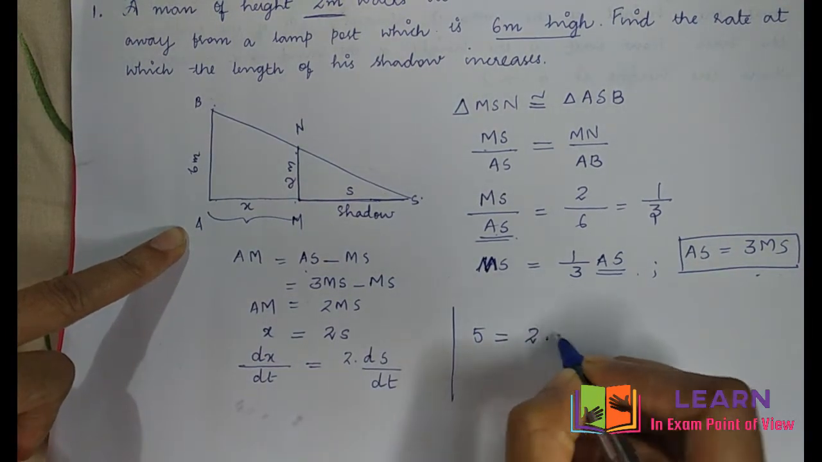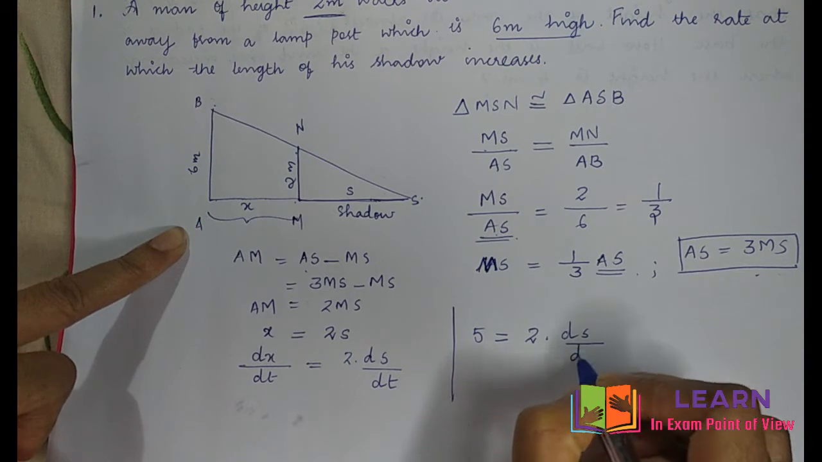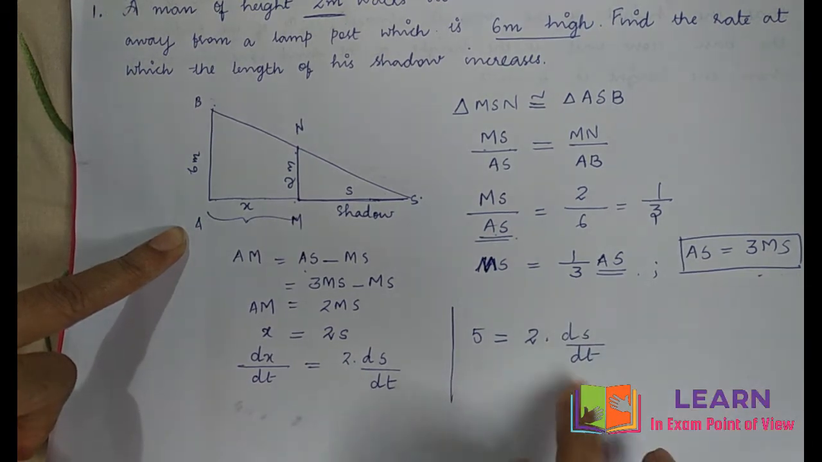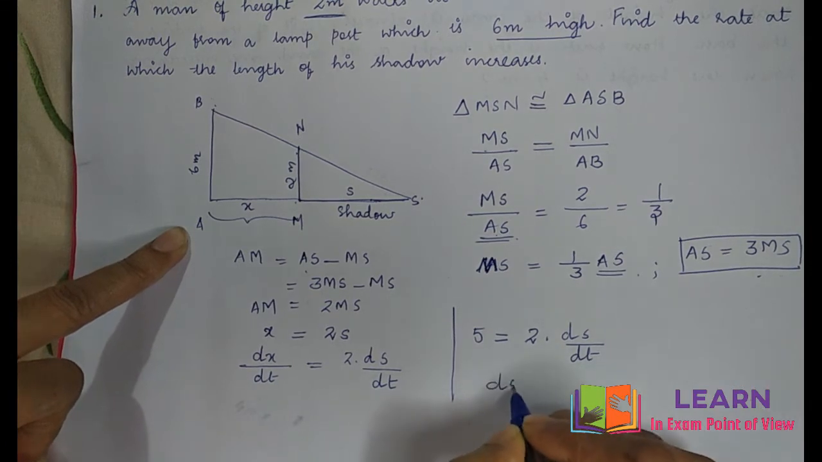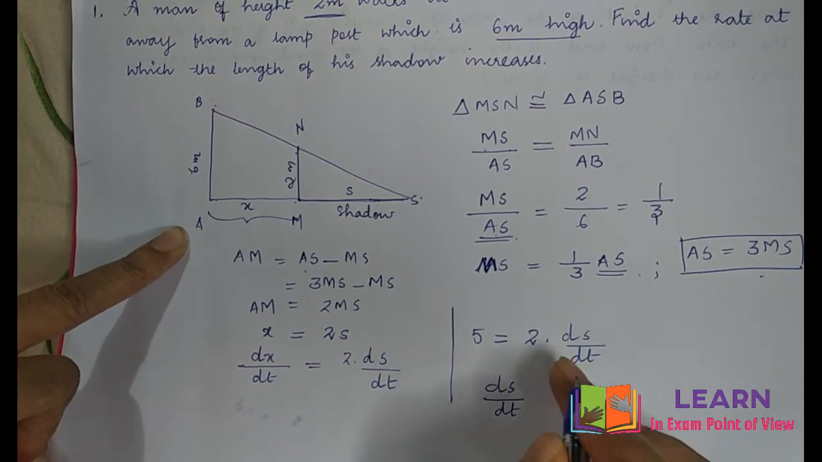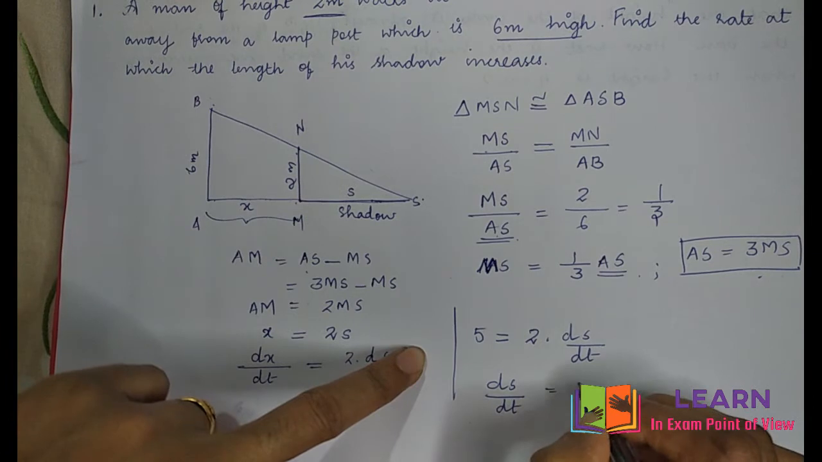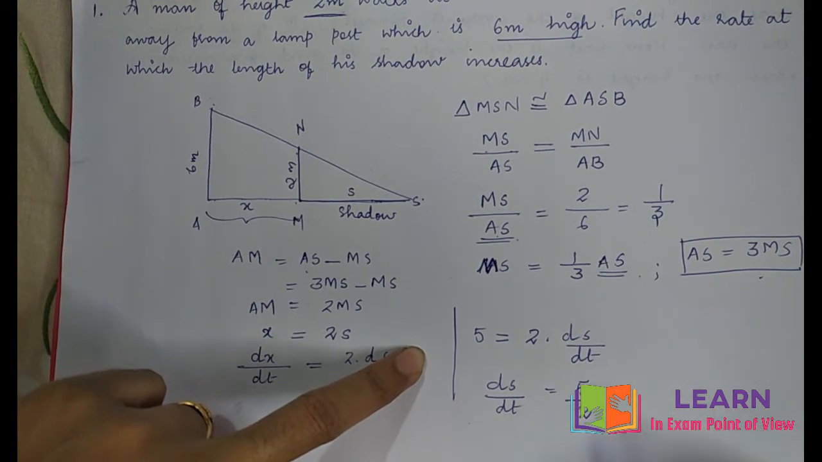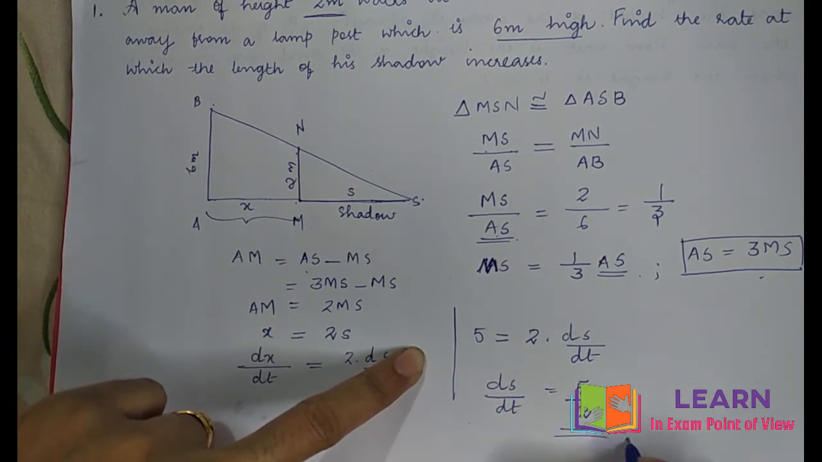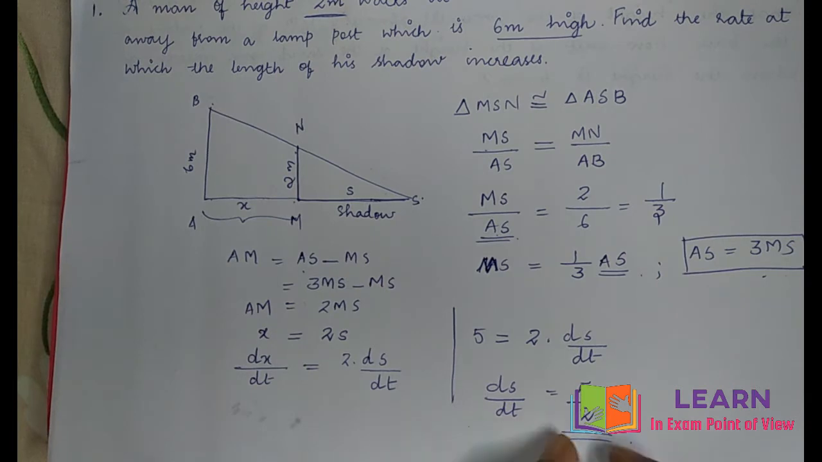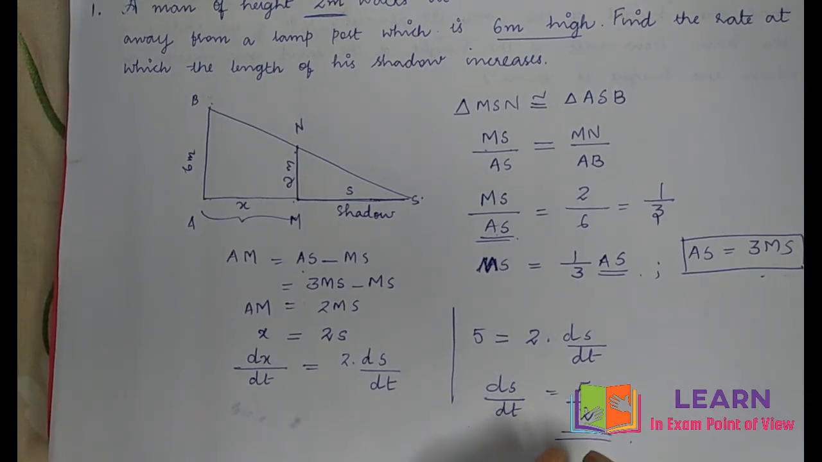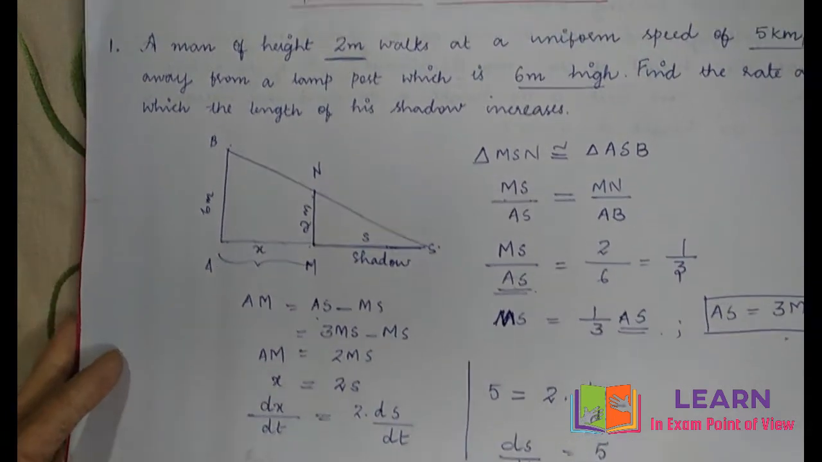Into 2 into ds by dt, which we don't know. That is asked, the rate at which the shadow is increasing. So ds by dt is equal to 5 by 2. That is the rate. It is a positive value, that means it is increasing, right? Okay. So hope the question is clear.